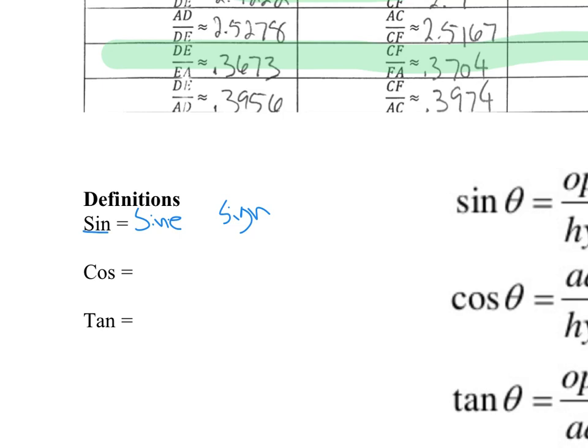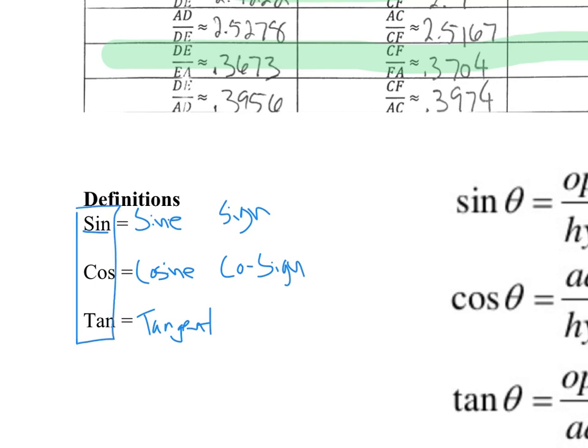And then C-O-S is short for cosine, which is pronounced cosine. And then tan, that's what you do during the summer. Since summer is coming to a close here, we're not dealing with tan anymore. We are dealing with tangent, and that is pronounced tangent. So these are abbreviations, but when we want to say the word, we don't say sin, we say sine. We don't say cos, we say cosine, and we don't say tan, we say tangent. We're going to say the whole thing.